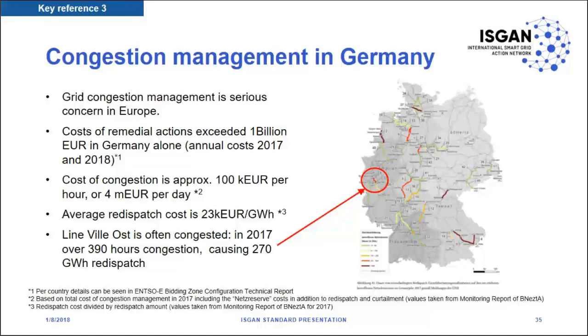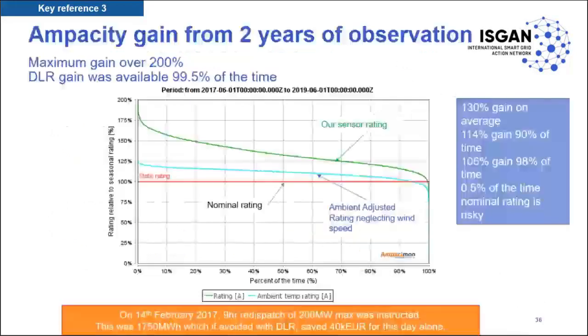which is costing German electricity consumers. Even if you look at only the redispatch component of the congestion management costs, I explained earlier that congestion management may include redispatch, counter-trading, demand response, renewables curtailment, etc. So even if you look at only the redispatch component, the cost is 23,000 euros per gigawatt hour. And we look at one example, this line Wil Ost in West Germany, which is listed as one of the culprits for high congestions in the 2017 report by the regulator.